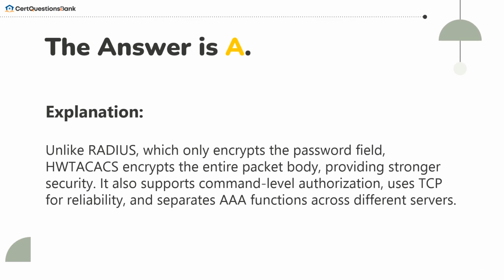The answer is A. Unlike Radius, which only encrypts the password field, HWTACACS encrypts the entire packet body, providing stronger security. It also supports command-level authorization, uses TCP for reliability, and separates AAA functions across different servers.